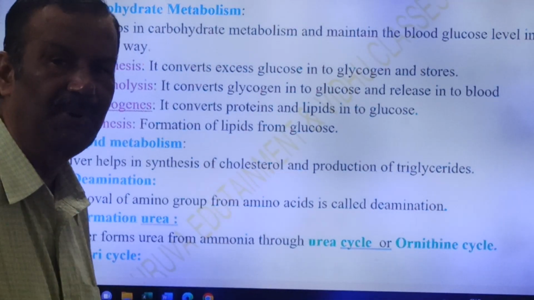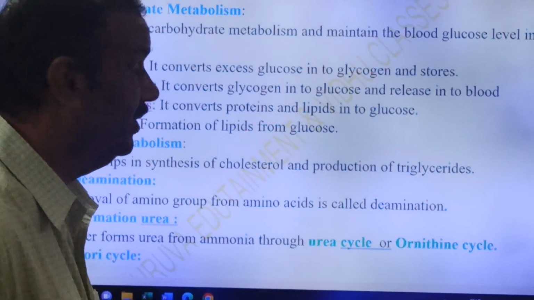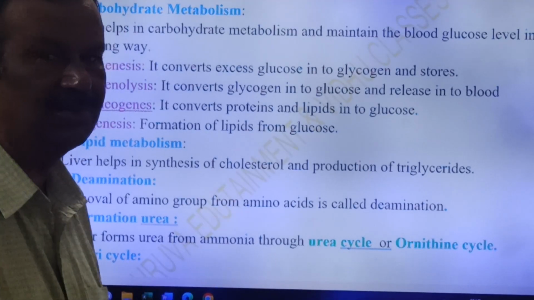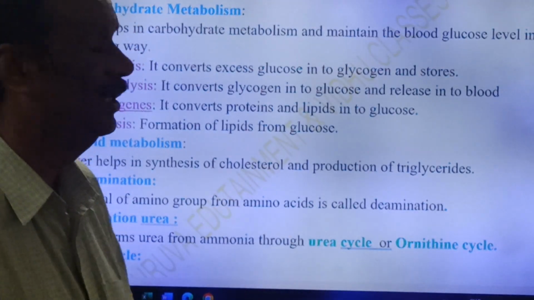Now come to the third function friends, lipid metabolism. See friends, liver helps in the synthesis of cholesterol and it produces triglycerides.